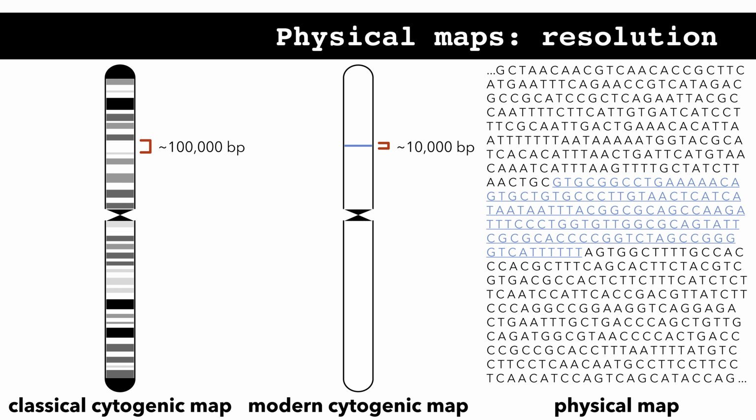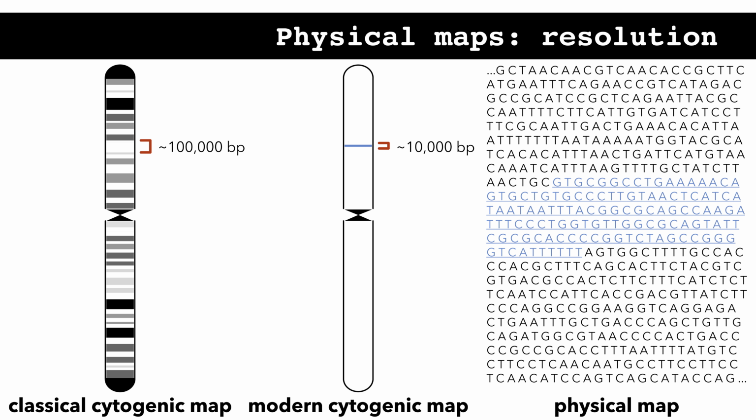Cytogenetic maps don't provide this level of resolution. We can see a white band in a chromosome in a classical cytogenetic map and assume that there are probably expressed genes in that region. However, that white band might correspond to about 100,000 base pairs of DNA, which in no way provides nucleotide level resolution. Even when we step up to modern cytogenetic maps, we don't get single nucleotide resolution.